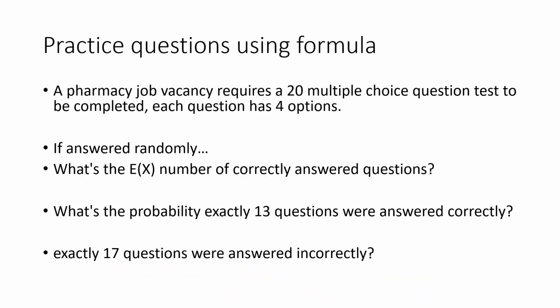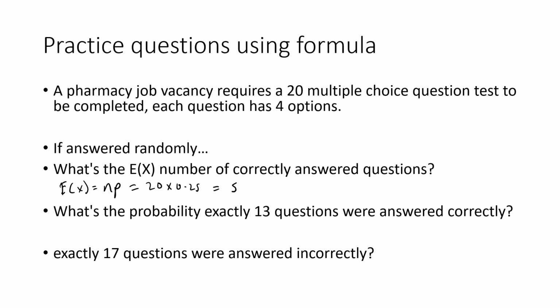Now, using the formula, try and do the following questions. A pharmacy job vacancy requires a 20 multiple choice question test to be completed. Each question has 4 options. If answered randomly, what's the expected value of correctly answered questions? This is simple. Expected value is equal to np, which is 20 times 0.25, because there's 4 options and there's only one correct one, and that gives us 5.